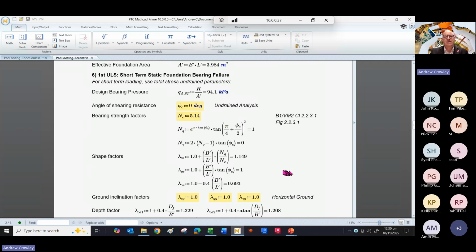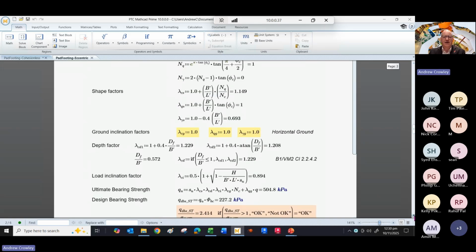Our first ultimate limit state check is on the short-term static foundation bearing failure. So we've got a design bearing pressure of 94 kPa. Now the code gives us a bearing strength factor NC of 5.14 because our effective angle of shearing resistance is 0. We can work out the rest given that as NQ and N gamma as 1 and 0. We've got our shape factors, and we've got our ground inclination factors. We've got horizontal ground, therefore they're all 1.